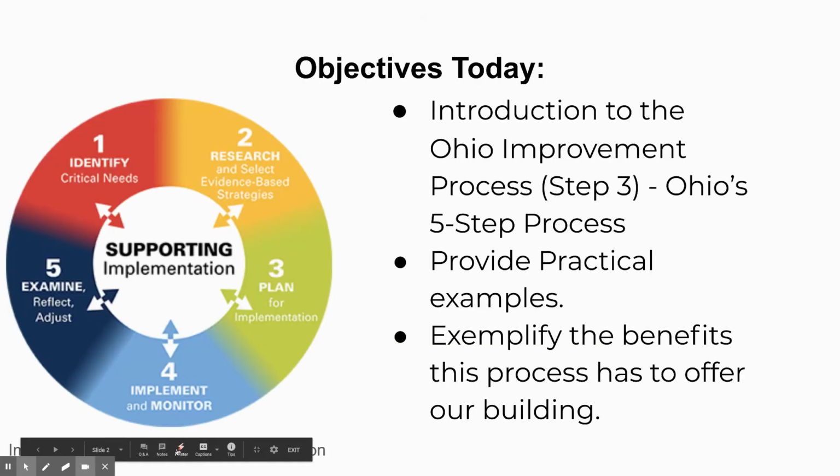Right, so our objectives today are to introduce to you the Ohio Improvement Process, specifically step three, which involves Ohio's five-step process. We're going to be providing to you some practical examples for how to use Ohio's five-step process, as well as trying to communicate the benefits that this process has to offer you as a teacher, to our buildings, and ultimately to our students.